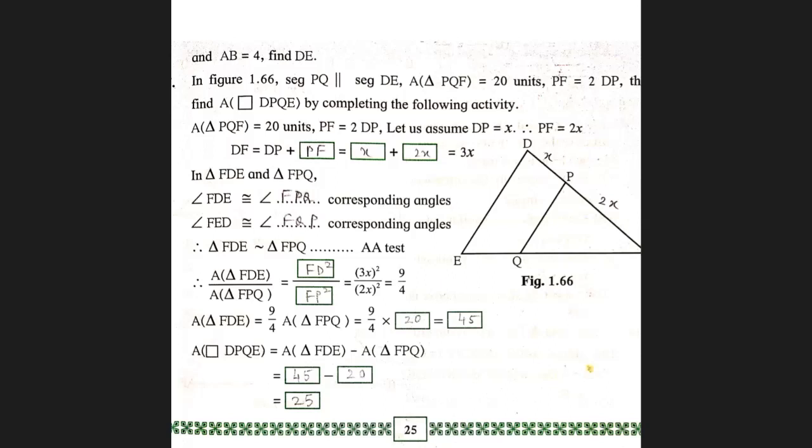And therefore, 3x the whole square upon 2x the whole square, which is 9x square by 4x square, equal to 9 upon 4. Area of triangle FDE is equal to 9 upon 4 into area of triangle FPQ by cross multiplication. 9 by 4 into area of triangle FPQ is given to you as 20 units. Substitute. 4 goes 5 times in 20, 9 into 5, 45 units. Area of the quadrilateral is area of the triangle FDE, which is 45, minus area of triangle FPQ, which is 20, and therefore your final answer is 25.